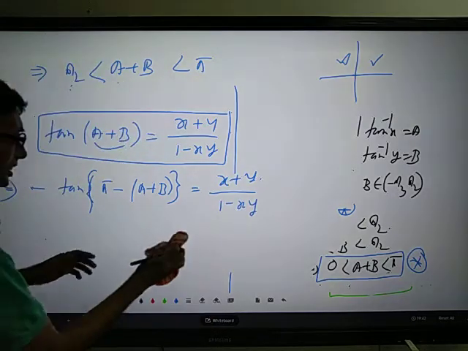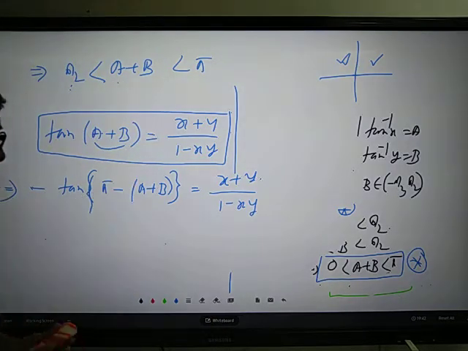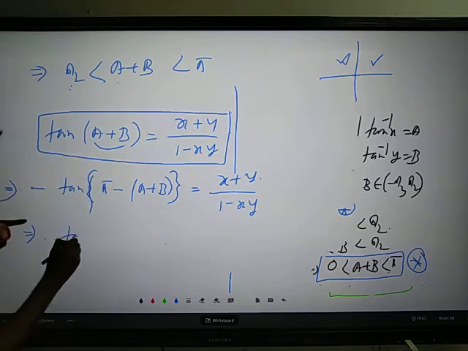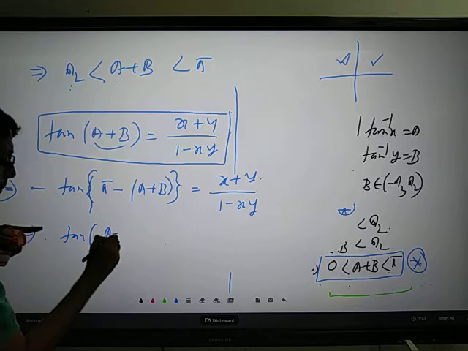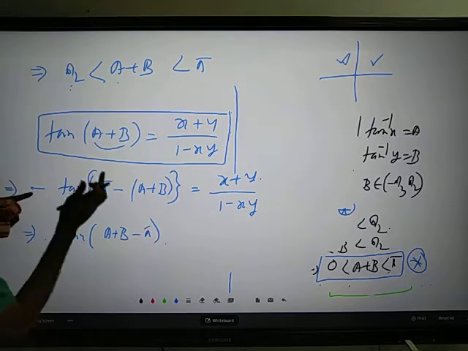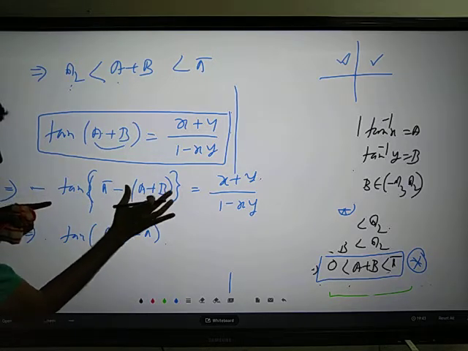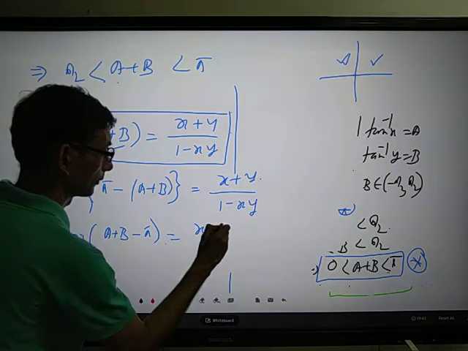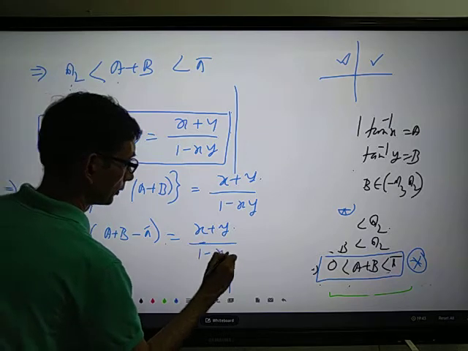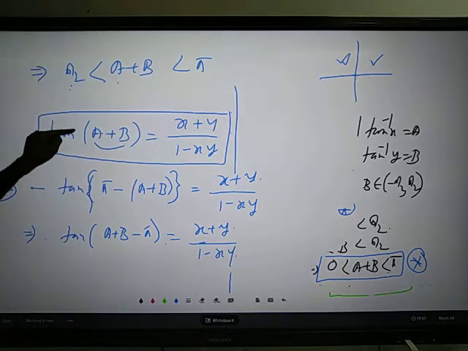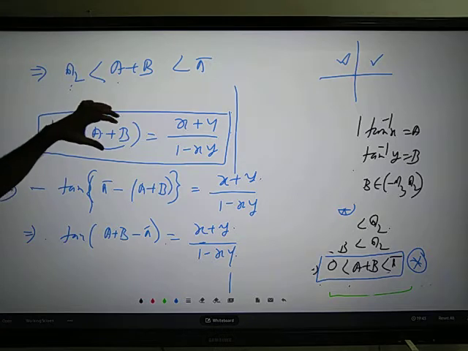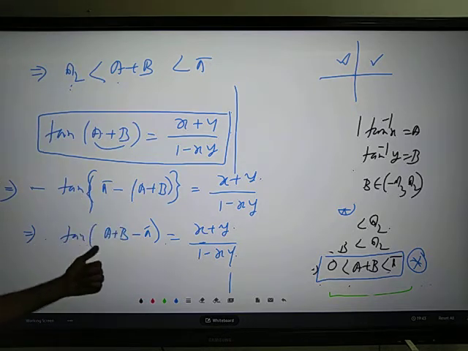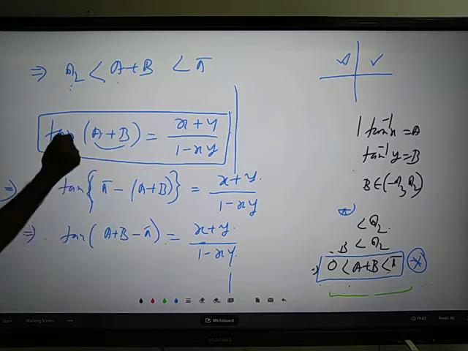In fact, similar expressions we have done in the previous proof. What I am going to do is insert this minus sign. Inserting it means we multiply this angle, so −(π − (a+b)) becomes (a+b) − π, which equals (x+y)/(1−xy). That means from the given expression, we have converted the angle a+b to the form a+b−π, because we have seen with these steps that tan(a+b−π) is exactly the same as tan(a+b).